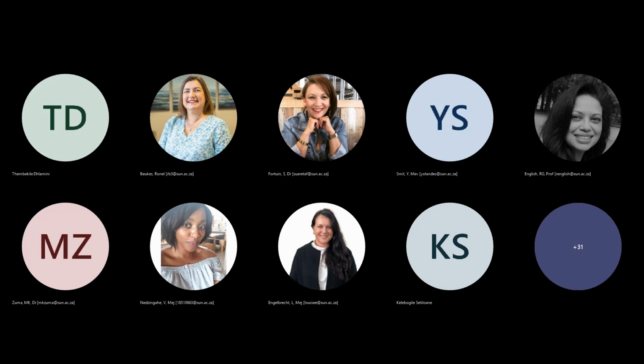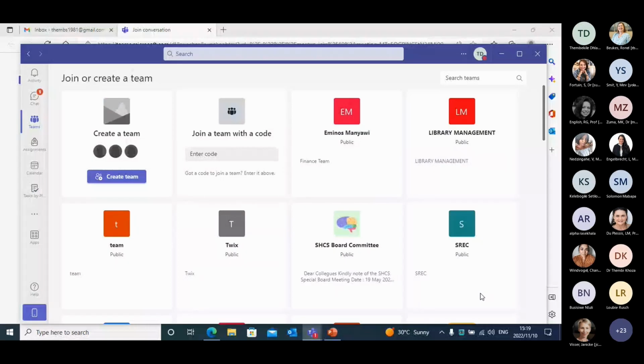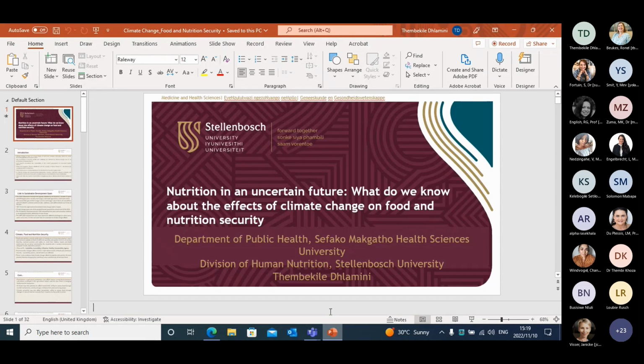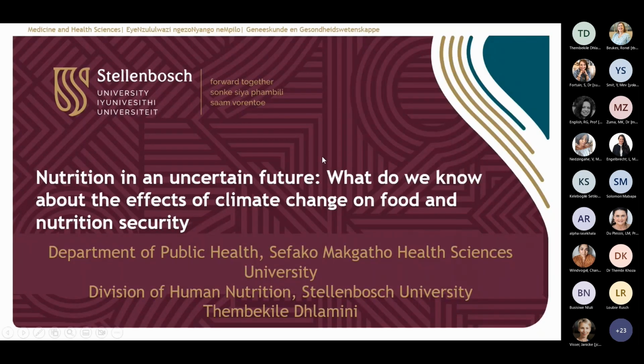Our next speaker is Thembekile Dlamini. She is a member of the research chair in food, environments, nutrition and health. She holds a master's in public health, and she's now a lecturer at the Department of Public Health at the Sefako Makgatho Health Sciences University. So the title of Ms. Dlamini's presentation is on the slide, so I'm going to hand over to Ms. Dlamini.